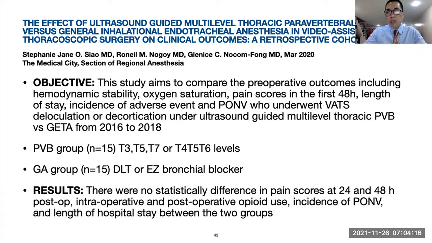Another local TMC study by Dr. Xiao, regarding the effects of ultrasound-guided multi-level thoracic paravertebral block versus general inhalation endotracheal anesthesia in video-assisted thoracoscopic surgery on clinical outcomes, a retrospective study.